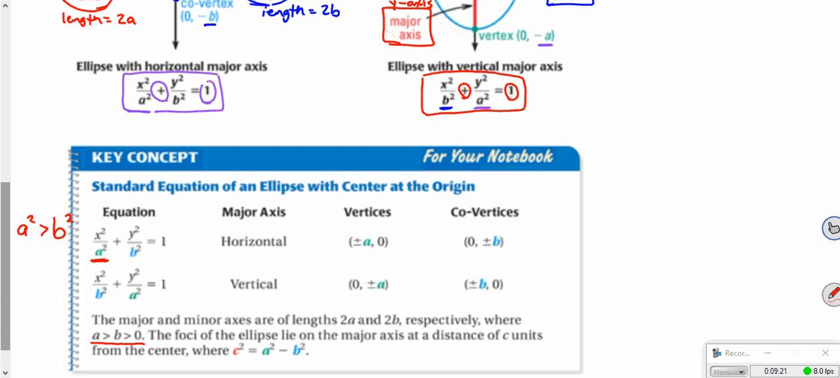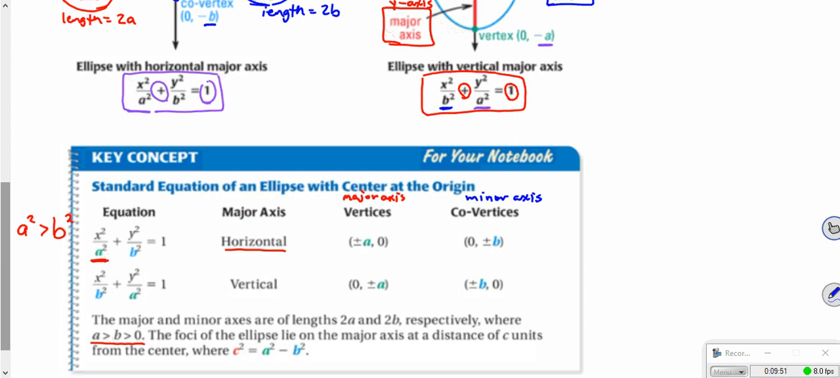Okay, so if the a squared is under the x squared, then the major axis is horizontal. Your vertices are plus or minus a comma 0. Co-vertices, remember that's the shorter one from your minor axis. So remember this is major axis. This is minor axis, is where your co-vertices come in. Okay, and those are going to be on your y.